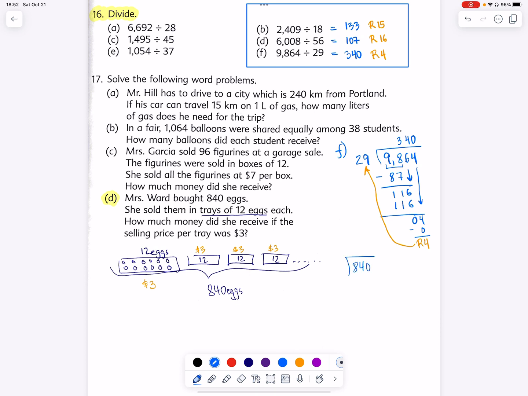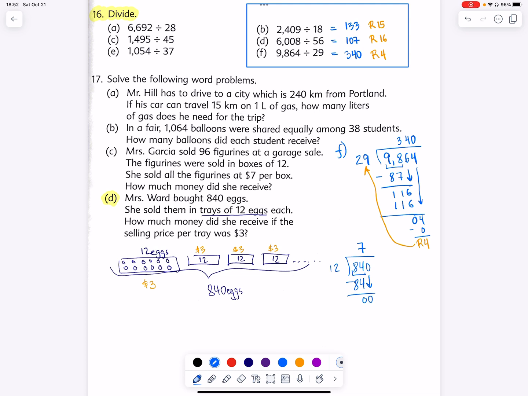840 divided by 12. Well, does 12 go into 84? I think so. But how many times does 12 go into 84? 5 times? 6 times? Let's do 7 times. 12 times 7. Oh, that's 70 plus 14, 84. How awesome. The remainder 0.